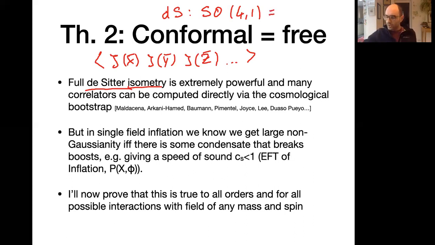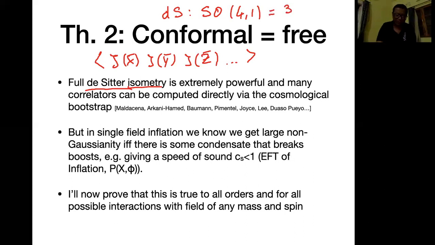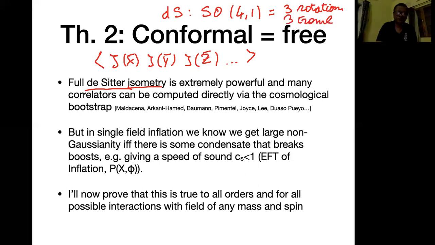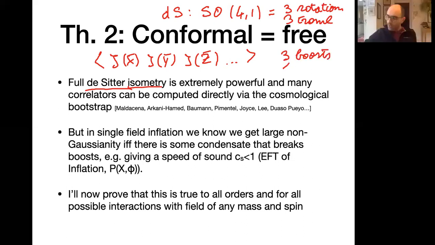And so this consists of, it's (4,1). Three rotations, three translations, three boosts, and one dilation. As we said before, the dilation is what gives us scale invariance, so we want to keep it. Translation and rotation, we want to keep them, but boosts. Should we add them or not?